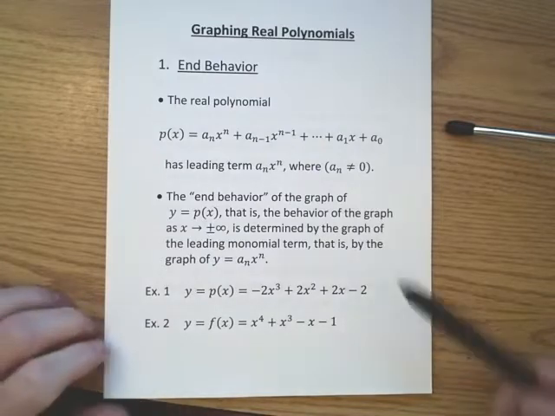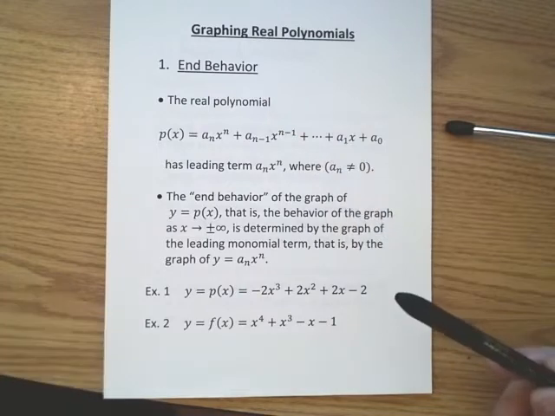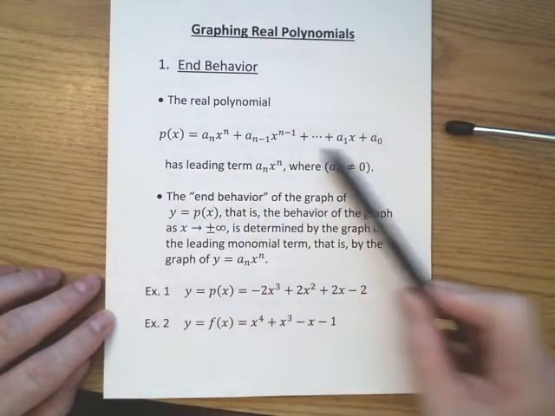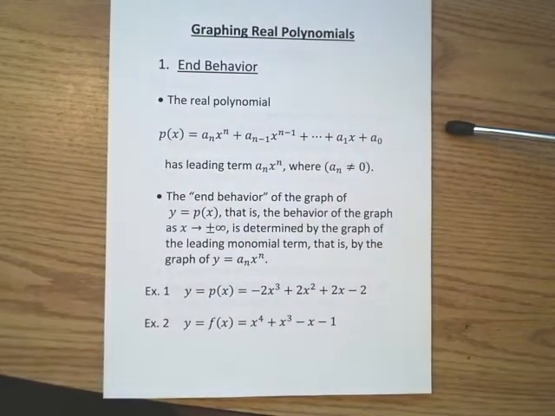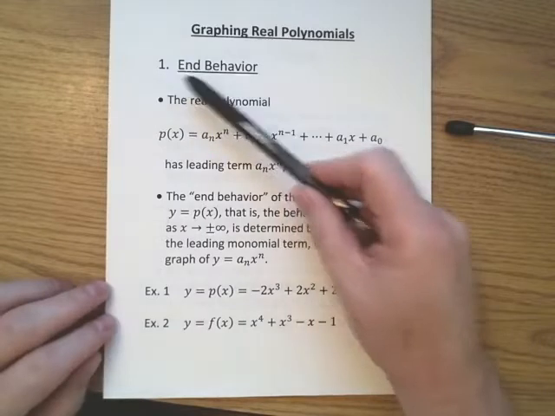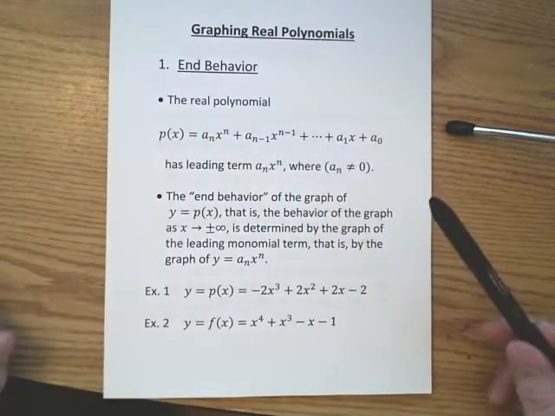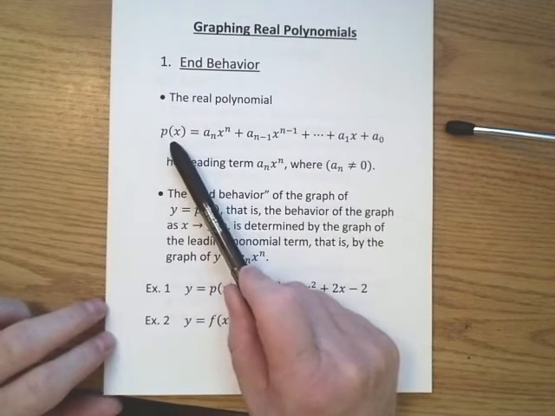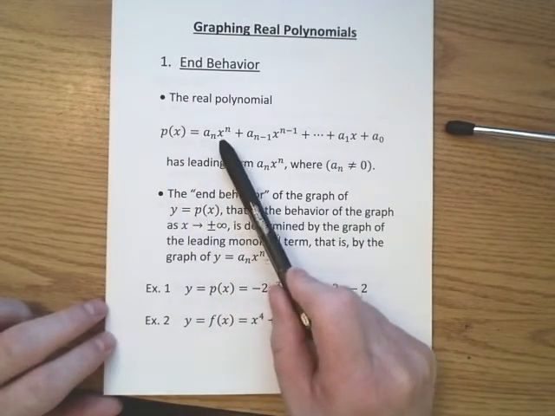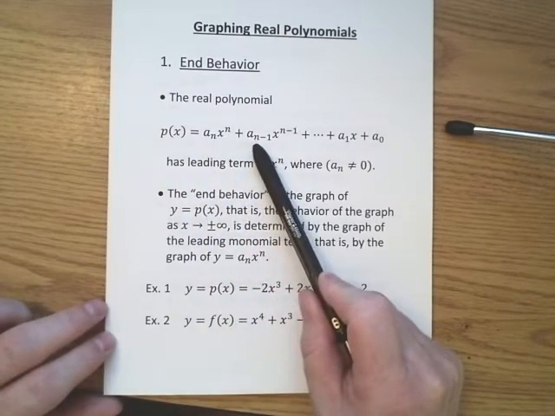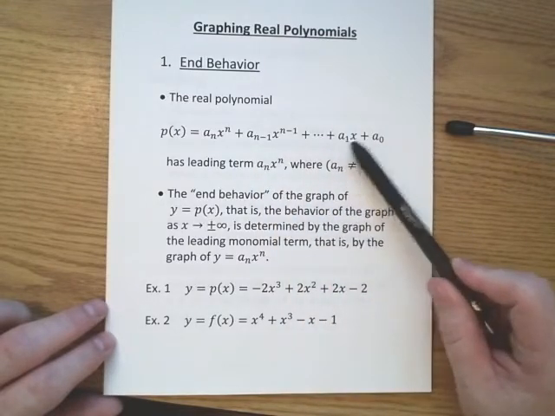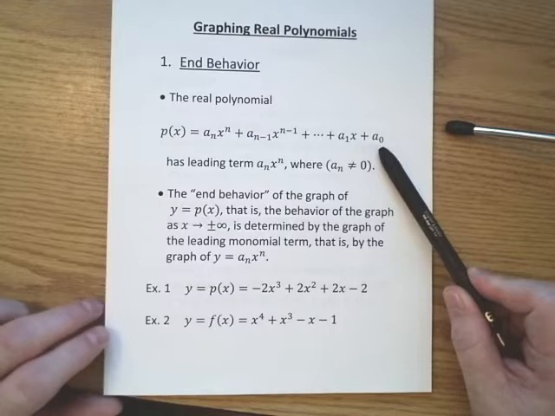The first thing we want to consider when we're talking about graphing a real polynomial, again, real polynomials only, is that in any of my polynomials, all the coefficients are real numbers. Okay, let's talk about the end behavior of a polynomial. Suppose I have a real polynomial, say p of x equals a sub n x to the n plus a sub n minus 1 x to the n minus 1, and so on and so forth, all the way down to the constant term a naught.